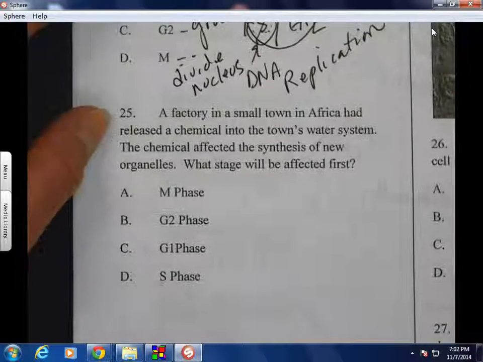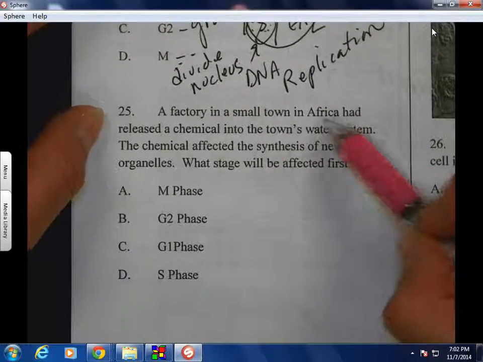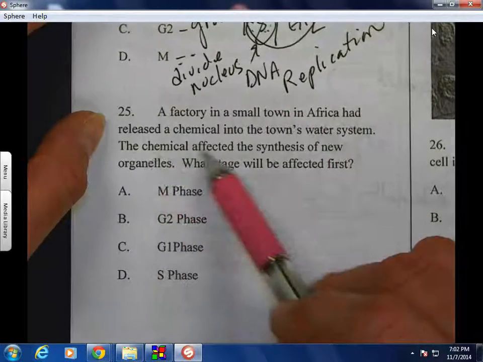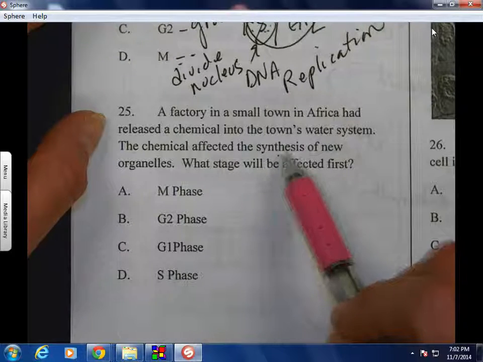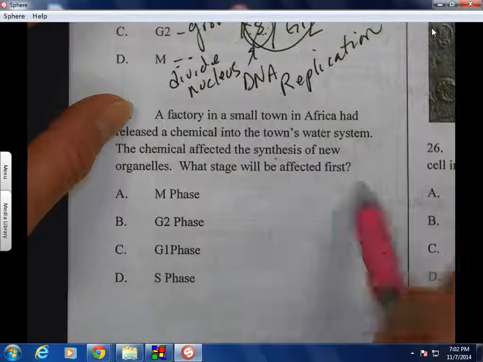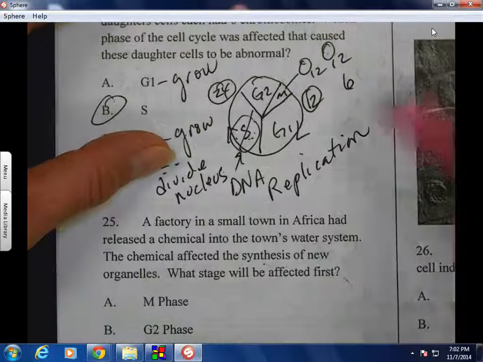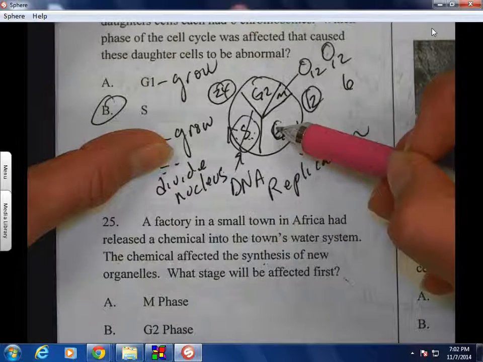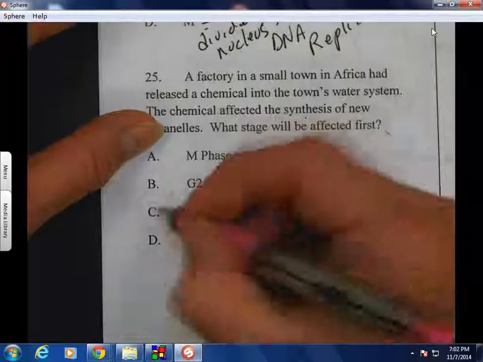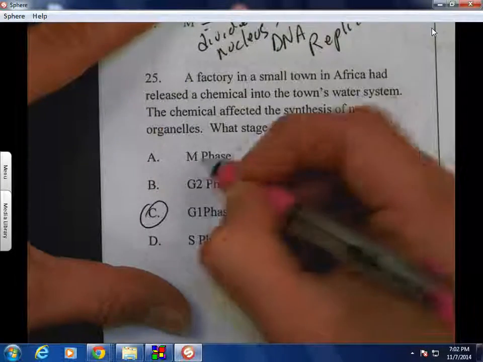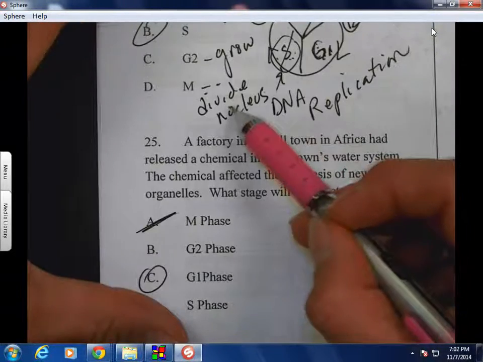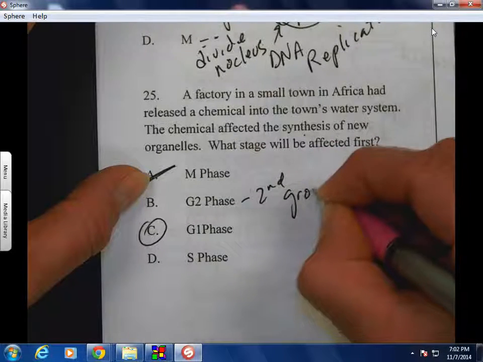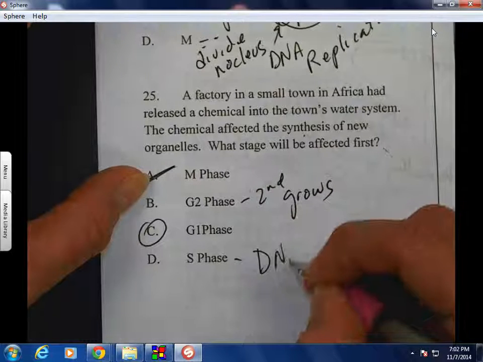Number 25, a small factory town in Africa had released a chemical into the town's water system. The chemical affected the synthesis, making new organelles. What stage will be affected first? Well, the first phase for growing and making organelles is the G1 phase. So G1. Mitosis is to divide the nucleus. G2 is the second time that it grows. And the S phase is for DNA replication.